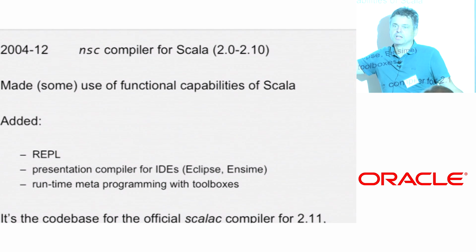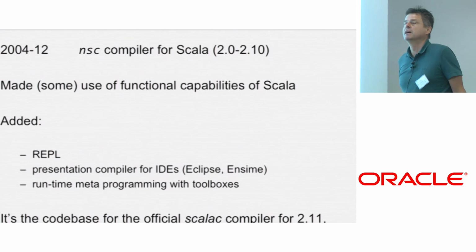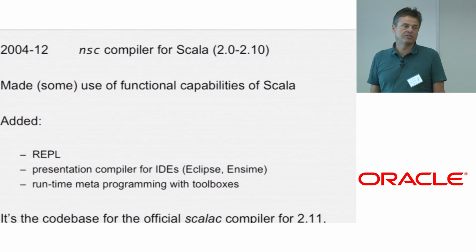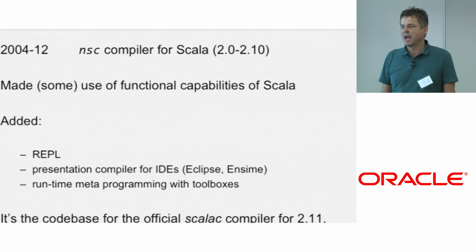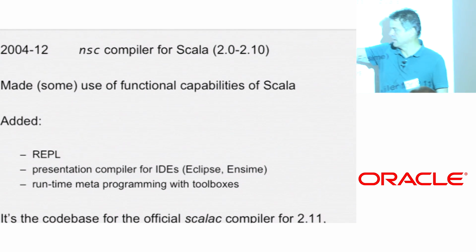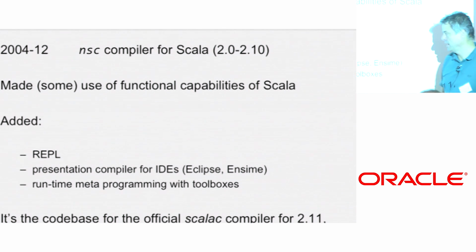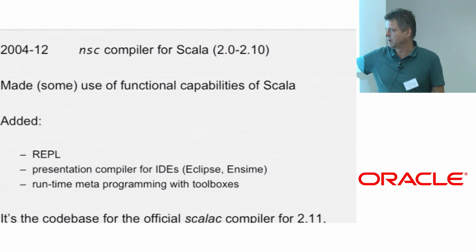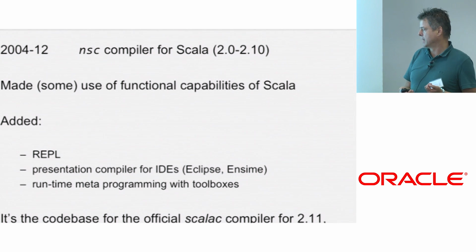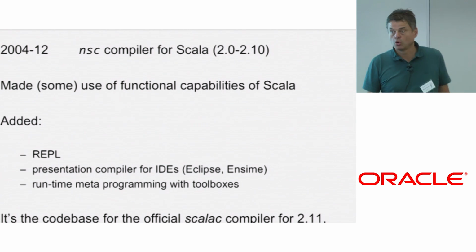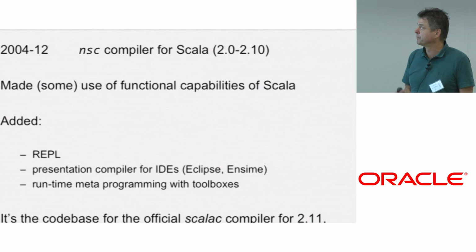So the first thing we added was a REPL. Then we added essentially the presentation compiler interface for IDEs, so the Eclipse IDE, and I think also the NetBeans IDE and the Ensime plugin for editors, all use essentially the standard Scala compiler to do the editing help. And then in 2010, there came the macros, and there were the toolboxes where you could interact with the compiler at runtime. And that's the code base for the official Scalac compiler for the current version 2.11 and also the next version 2.12.